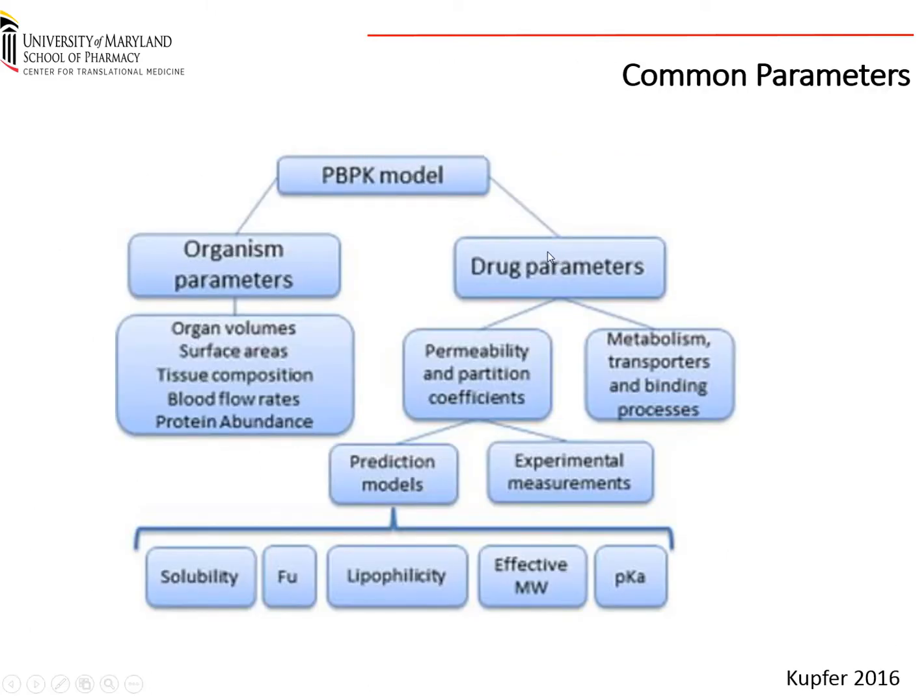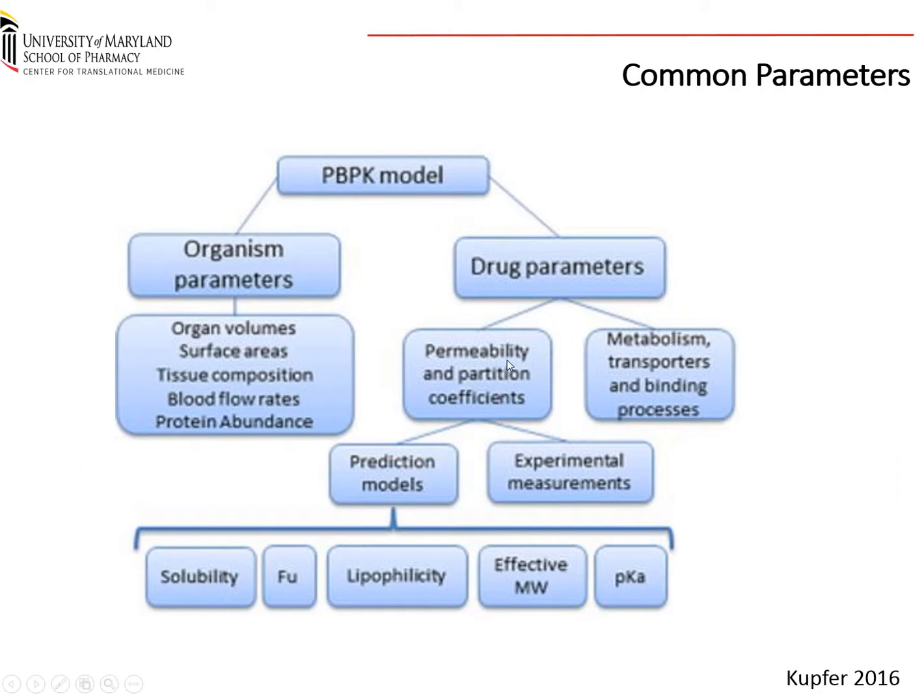For PBPK models, the common parameters can be divided into two main groups. Physiological parameters, which are species specific, would include the organ volume, surface areas, tissue compositions, blood flow rates, protein abundance, all that. And on the other side, the drug specific parameters, you need mainly the distribution related parameters and disposition related parameters. And of course, you need the absorption related parameters too if you're considering extravascular absorption.